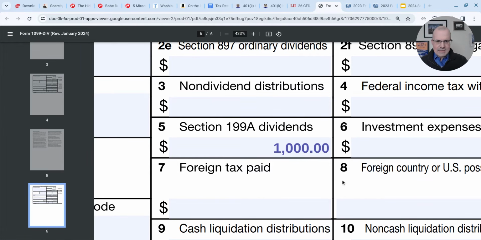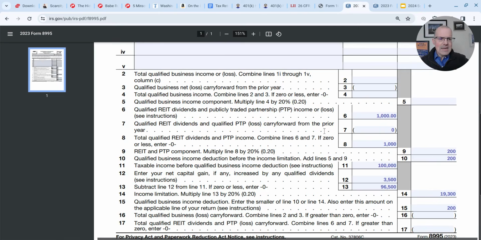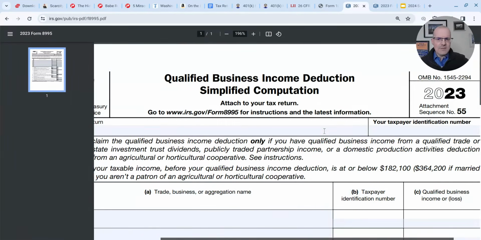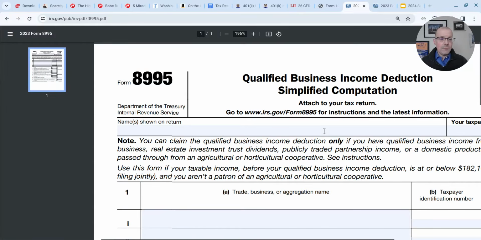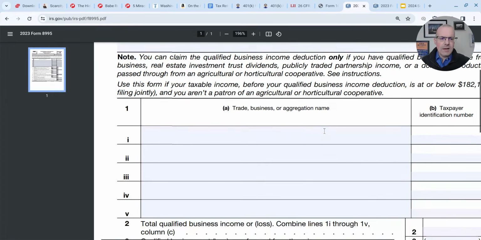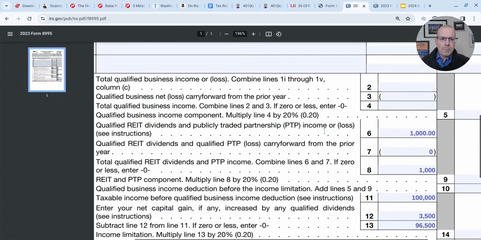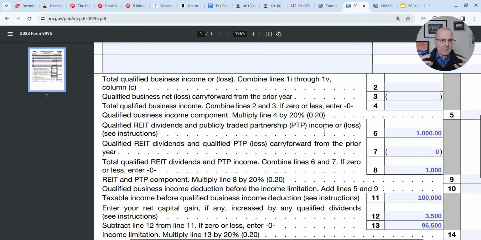All right, so we see that Section 199A dividends, in my little example here, are $1,000. Well, where does that show up on your tax return? For most folks, it's going to show up on line 6 of something called Form 8995. There, you see it. For some people, it's going to be a Form 8995-A, but for many, it's just going to be this 8995. And what you do on line 6 is put in the sum total of all the box 5s on all your 1099-DIVs. If you got 4 of them and they all have an amount in box 5, make sure they all get in there.